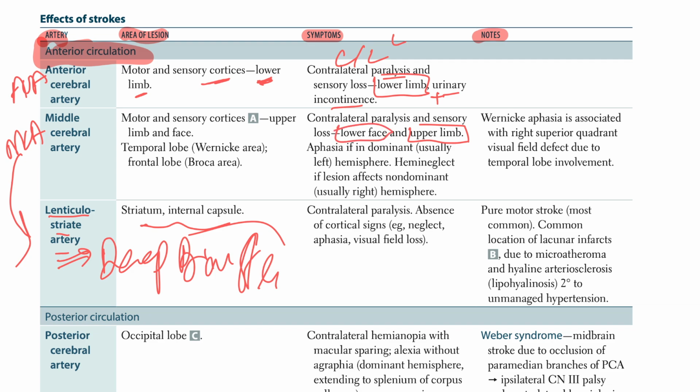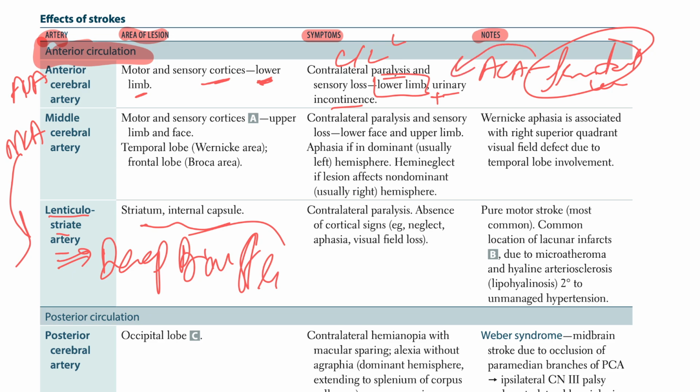Okay, so let's look back at what we talked about. We said lower limb and urinary incontinence will be there. And why would we have urinary incontinence in this ACA? Because if you recall, ACA was giving supply to the frontal lobe. When there is a lesion of this artery which supplies the frontal lobe, it is going to give urinary incontinence.